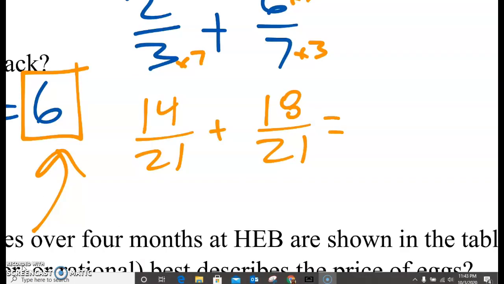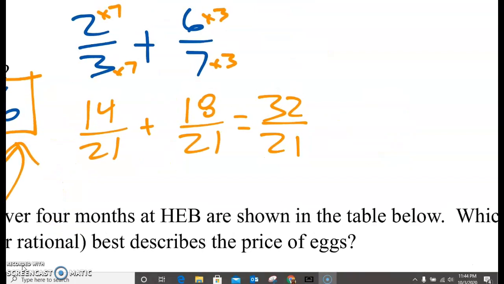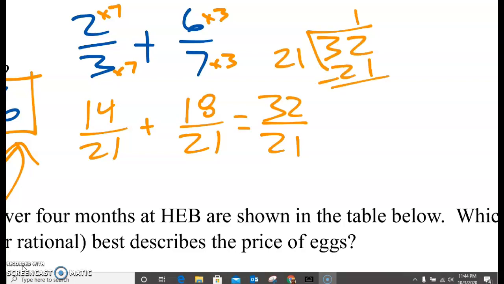Alright, so when we add these fractions up, the denominator is 21. 14 plus 18, it's almost 14 plus 20, which would be 34, but it's 2 less than that, so it would be 32. Okay, so 32 over 21 is an improper fraction. Can't leave it like that. So there are some wholes in there. So how many times does 21 go into 32? That means 32 divided by 21. It's 1 whole time. Subtract. That is 11 left over. So a remainder of 11. So that is 1 and 11/21.